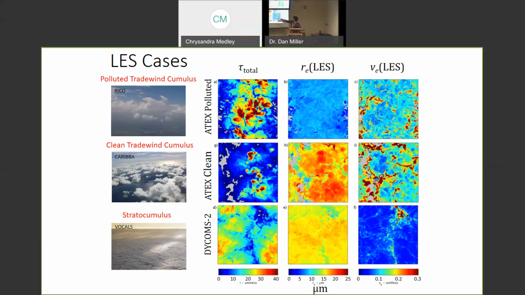So this is the optical thickness and the effective radius, and this is the effective variance, and I'll talk about what these mean in a second. But they occupy all sorts of different regimes, and so the idea is that we're capturing some element of the different realities that clouds can occupy.